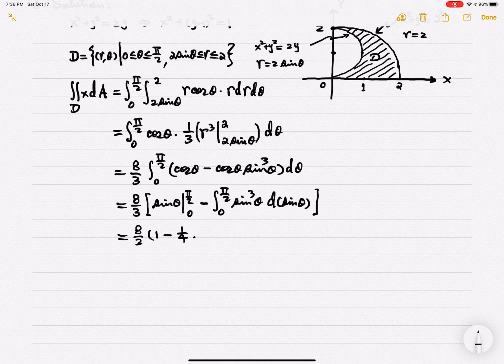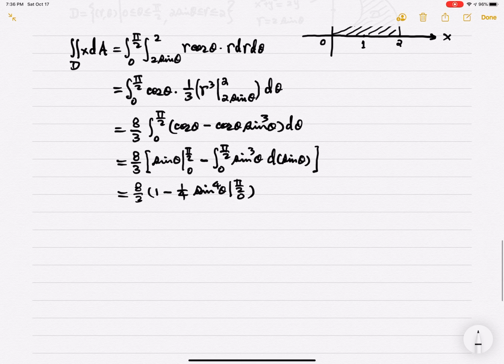So this is sine fourth theta, plug in pi over 2 and 0, that's equal to 1. So this is equal to 1/3 times 1 minus 1/4, which is 3/4. The 3 cancels the 3, and 4 cancels into the 8, which gives 2.